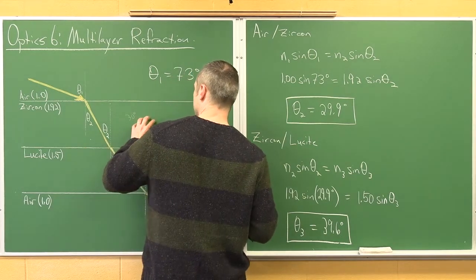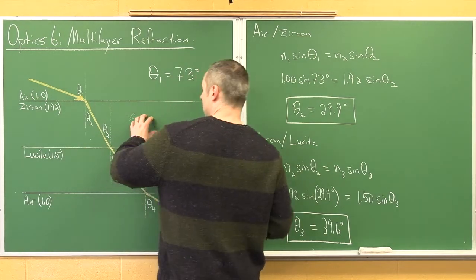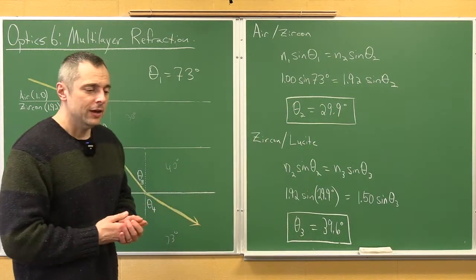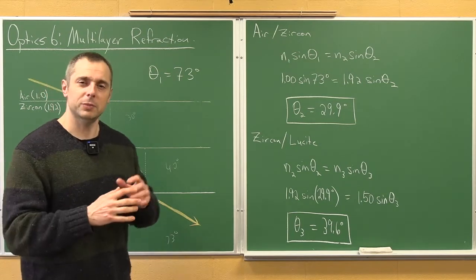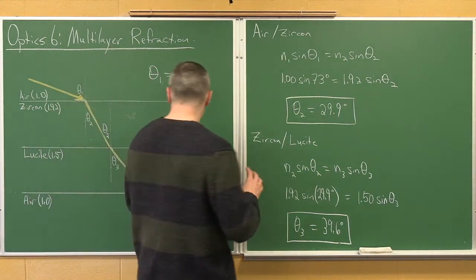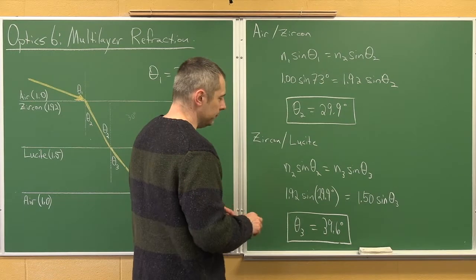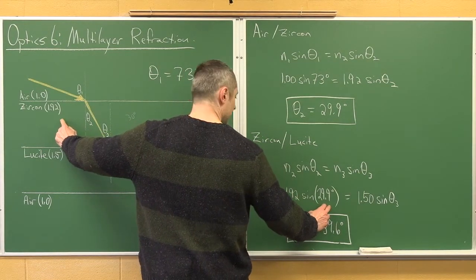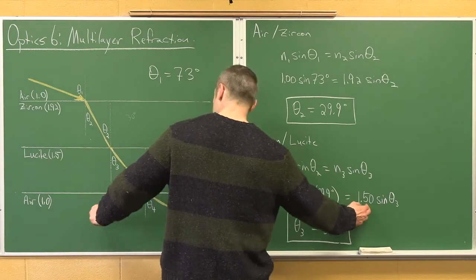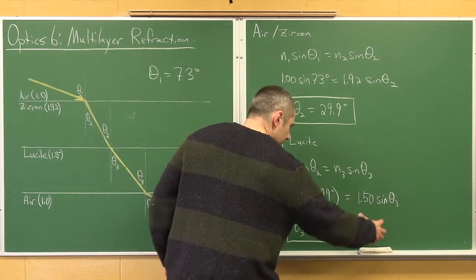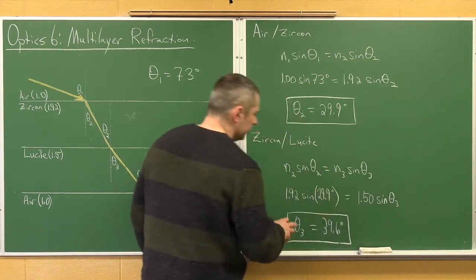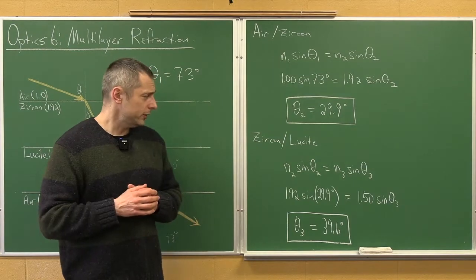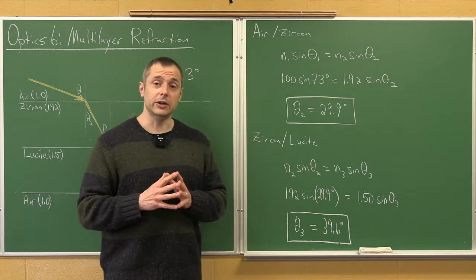We're starting in material 2, N2 sine theta 2, and we're going into material 3, N3 sine theta 3. So we just rewrite Snell's law with different subscripts, but it's the same equation, just to be consistent with our problem. So we do zircon index, zircon angle, and then lucite index, unknown lucite angle, divide by 1.5, inverse sine, you get about 39.6. So I'll create a pause and allow you to copy these notes down.